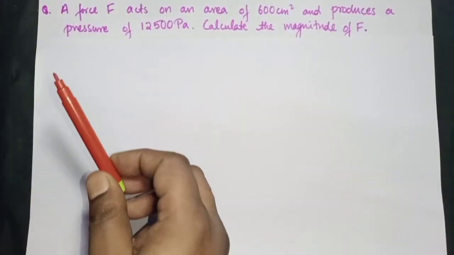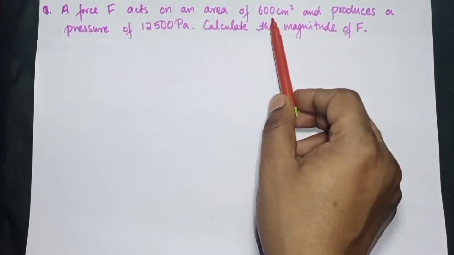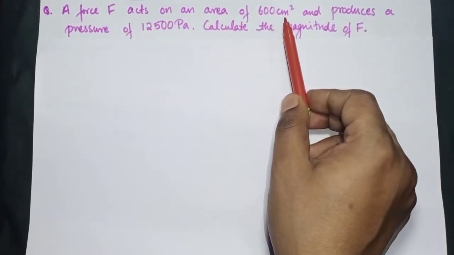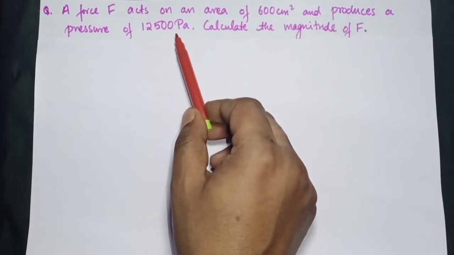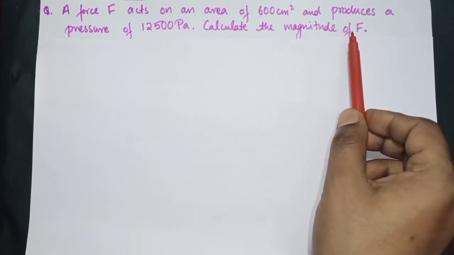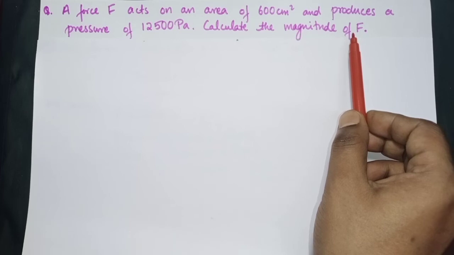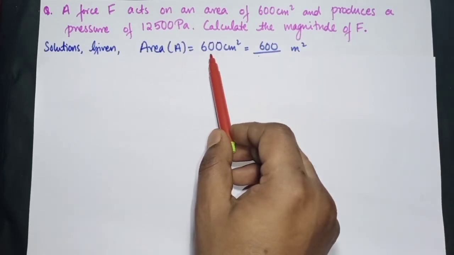What they have said is that a force F acts on an area of 600 centimeter square, and produces a pressure of 12500 Pascal. Calculate the magnitude of force. So in this we have to find the force. So obviously what you'll do, you'll write solution and given. Area is given, area is 600 centimeter square.